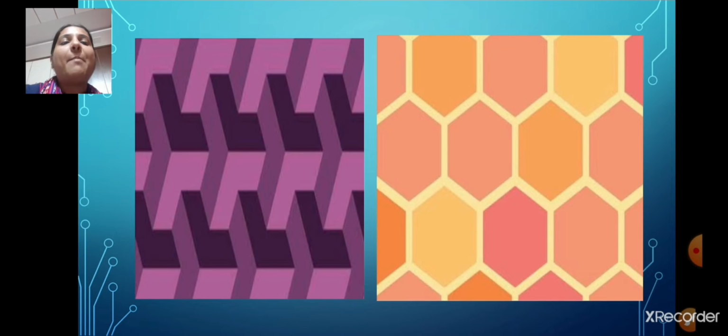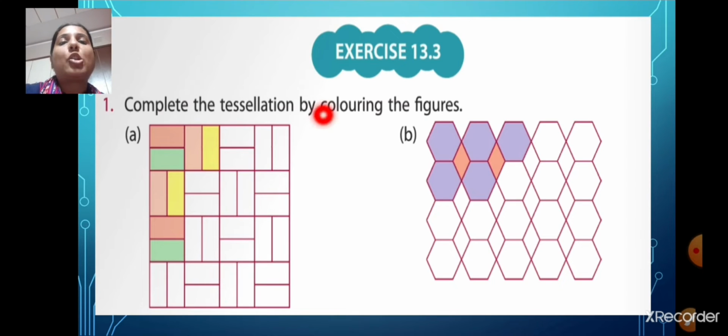Some more examples of tessellation or tiling. You can see this pattern and this one also. This is somehow like a beehive. Okay. So based on tiling, we will solve exercise 13.3. Question number 1 is: complete the tessellation by coloring the figures.